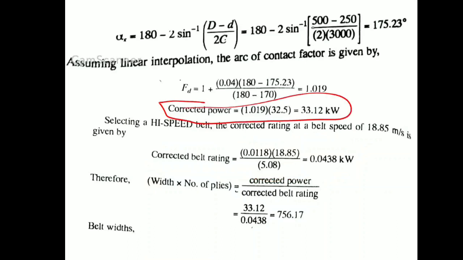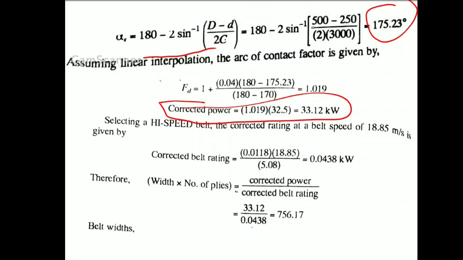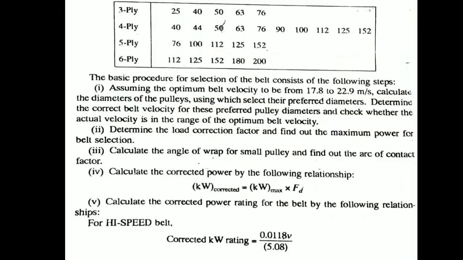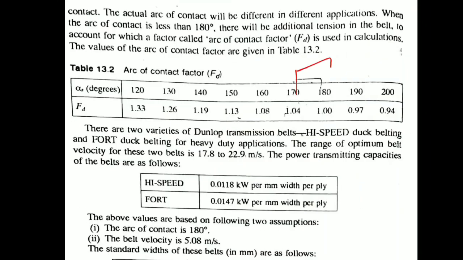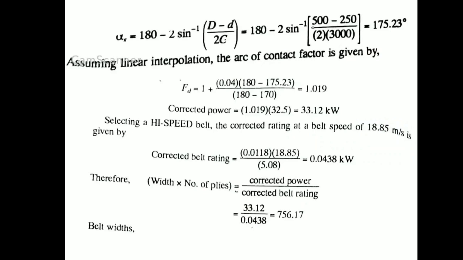So how can I calculate? FD, the arc of contact factor, 180 minus 2 pi. So I'll put the value, I'll get 175. I'll select the chart. This value is situated in between 170 to 180. So I'll take the interpolation here. I told you how to take it, and through this interpolation we can select the value, that is 1.019. So I'll directly multiply this. I'll get the corrected power 33.212.